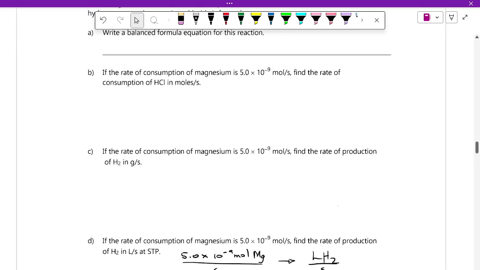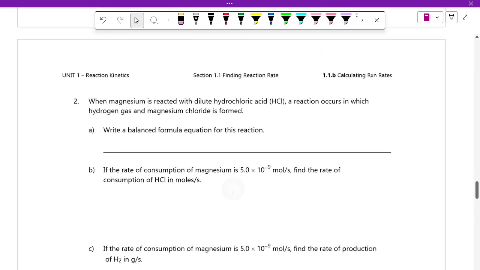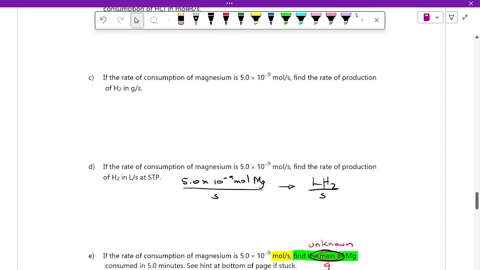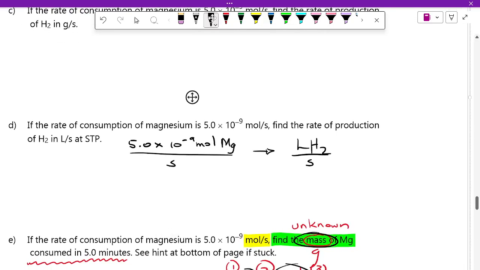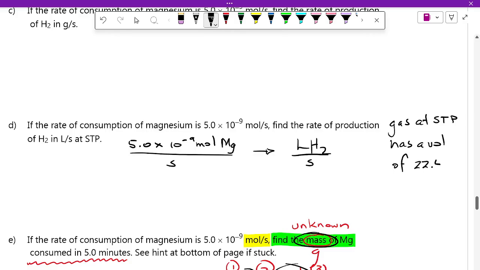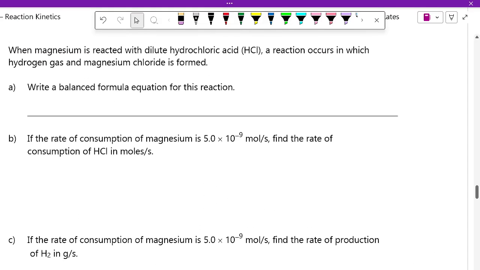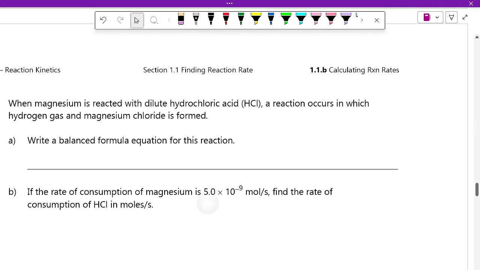Now, this is the only time in grade 12 when you will need to use the fact that a gas at STP has a volume of 22.4 liters per mole. And I believe at the top of the question, does it say at STP? It does not, but we're going to make that assumption at STP.